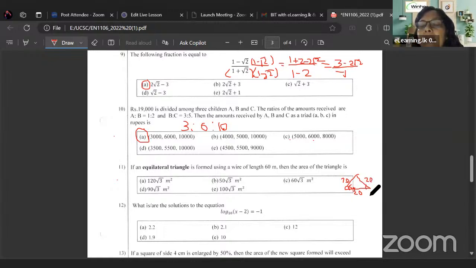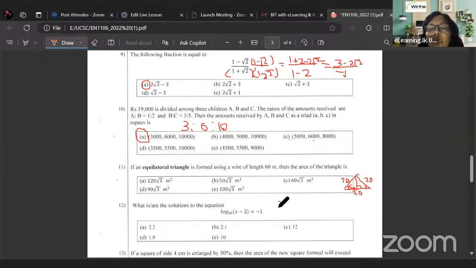Each angle is equivalent to 60. Right? Now, how do we find the area? You should know the length of this one, or the height and the length. The height should be perpendicular to the base that we are considering. Now, how do we find it?